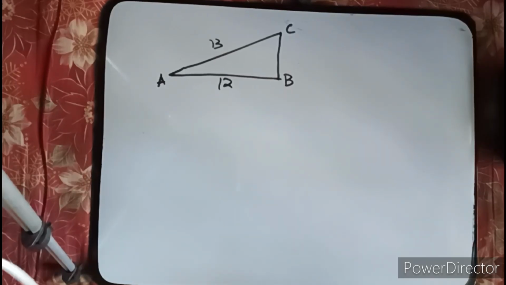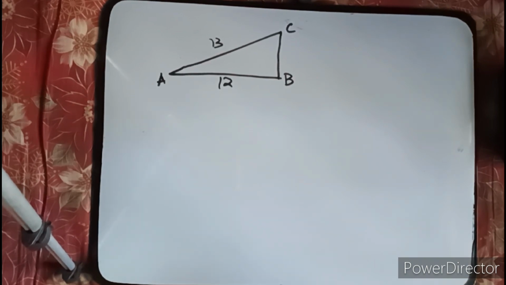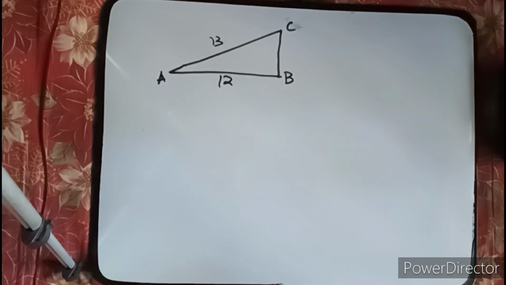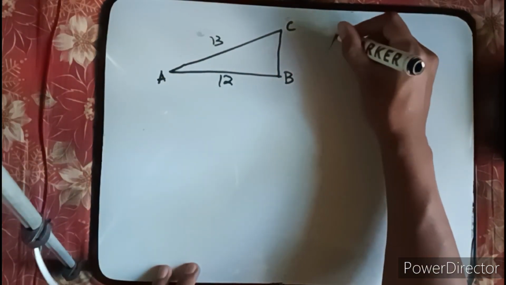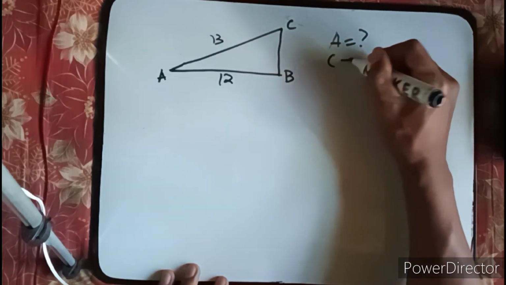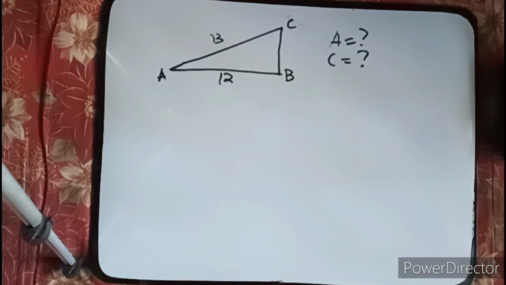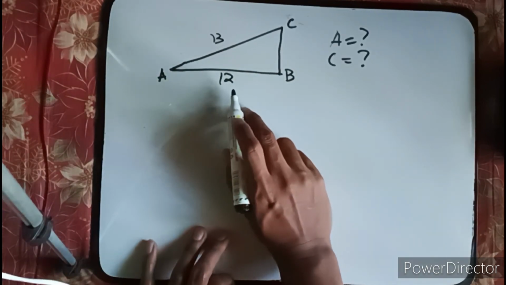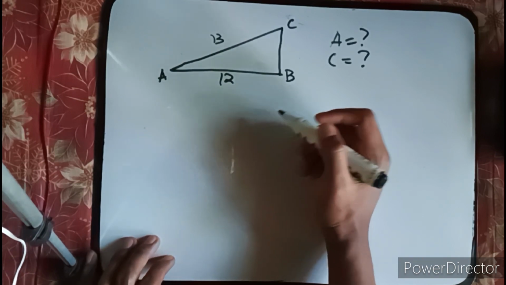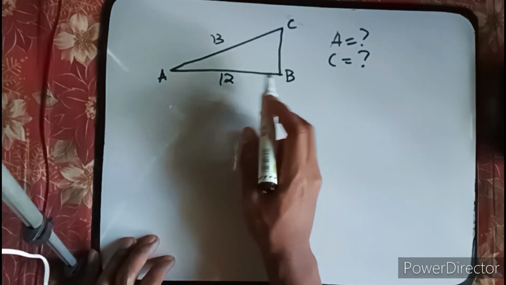So let's have a cosecant function example. Example A: find the values of the cosecant of angle A and angle C, given a right triangle at B, if AB is equal to 12 and AC is equal to 13. So let's evaluate this triangle.